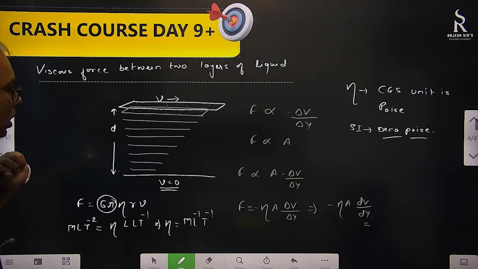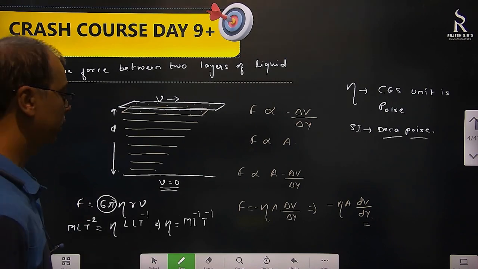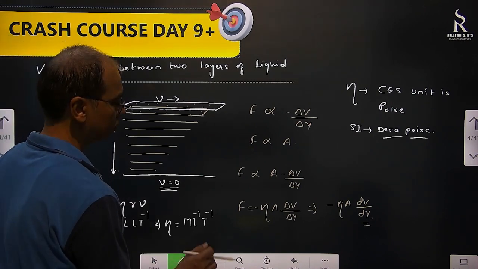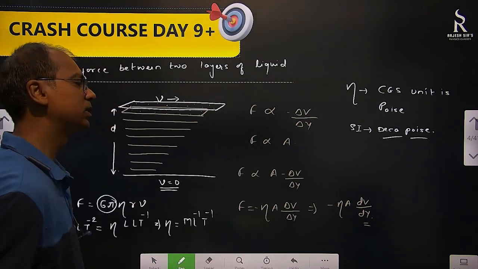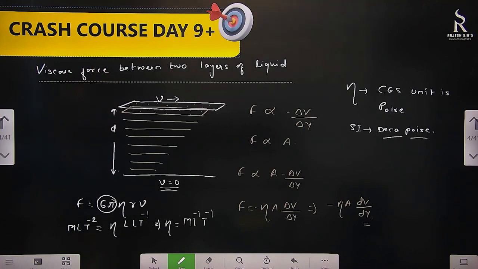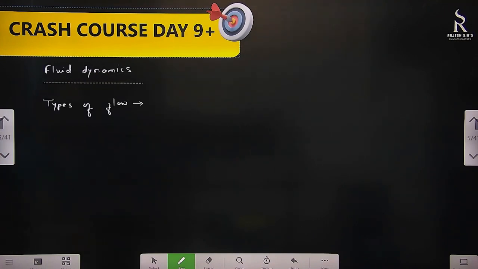Okay, then what we have? Any questions can we solve on this one? Eta A dV by dy. We can solve if you want, or a direct formula. Direct. Okay, we will see that question later if we can take. Okay, let's move ahead.